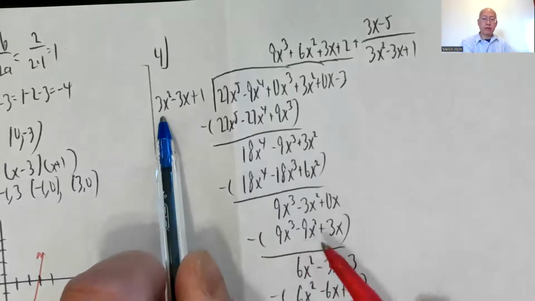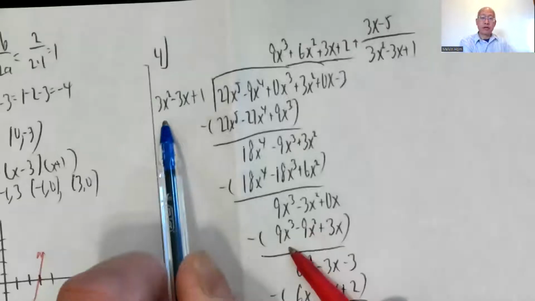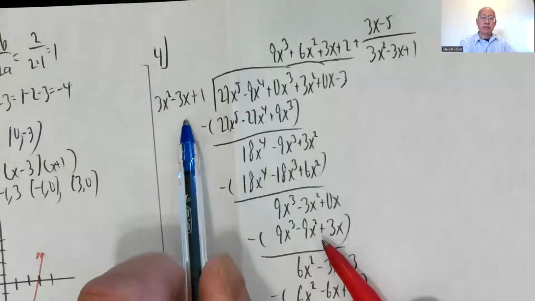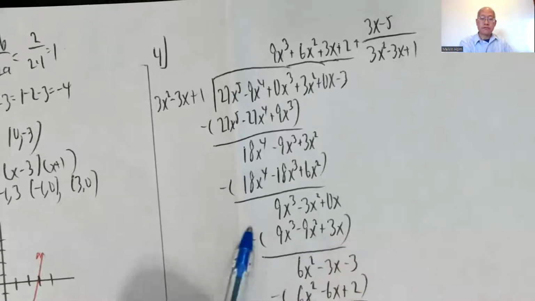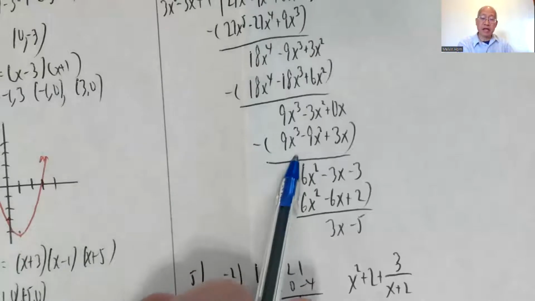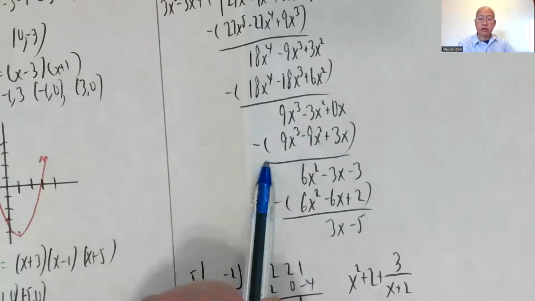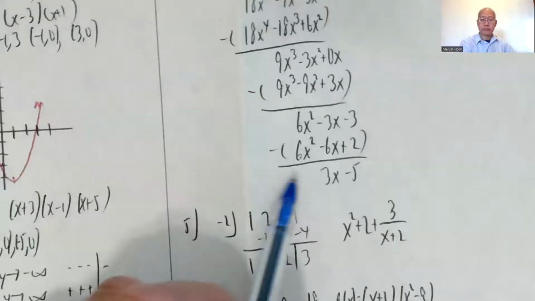Do it again. What do I multiply this by to get this? 3x. Now 3x times this whole thing, 9x cubed minus 9x squared plus 3x. Subtract. This cancels out. Negative 3 minus a negative 9, 6x squared. 0 minus 3 is negative 3x. Bring down the negative 3.